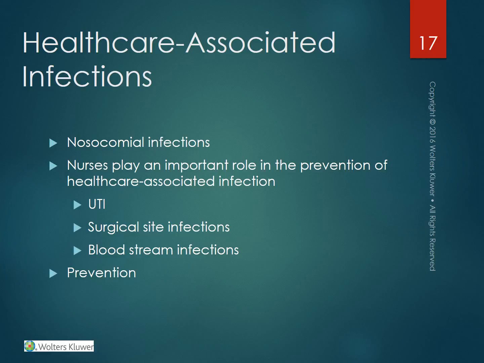Some examples of healthcare-associated infections include UTIs, which are also present in nursing home patients, surgical site infections, and bloodstream infections related to improper access of central line catheters. The best method of prevention is good hand hygiene, either using foam when indicated or soap and water.